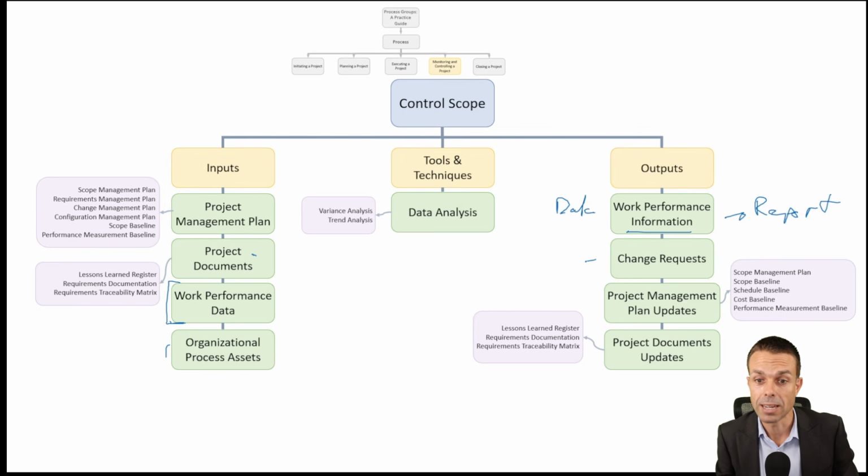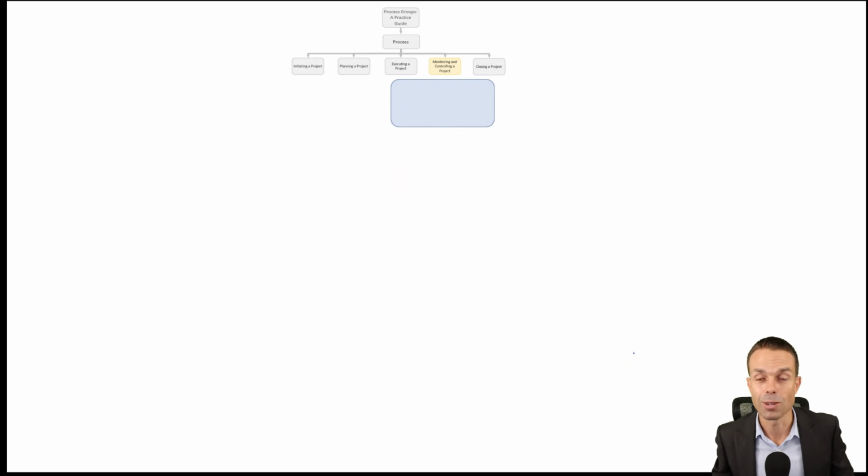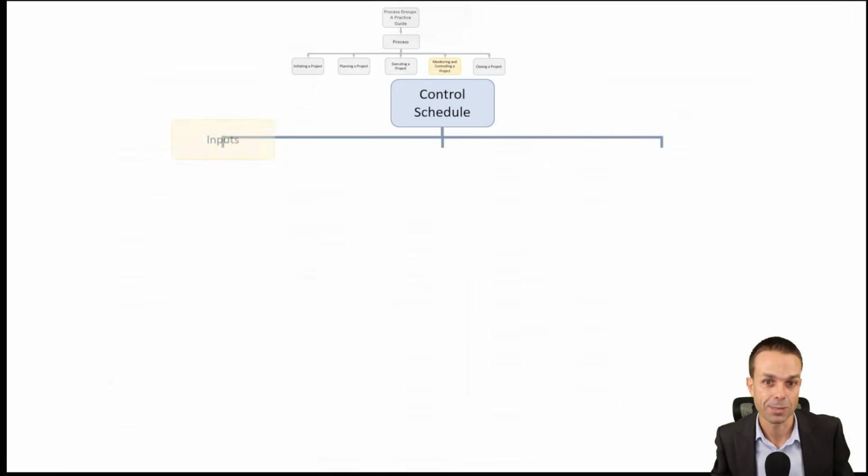Change requests for any changes, project management plan updates if we need to update our scope baseline or the scope management plan, and project documents updates for any lessons learned, and of course our requirements traceability matrix.